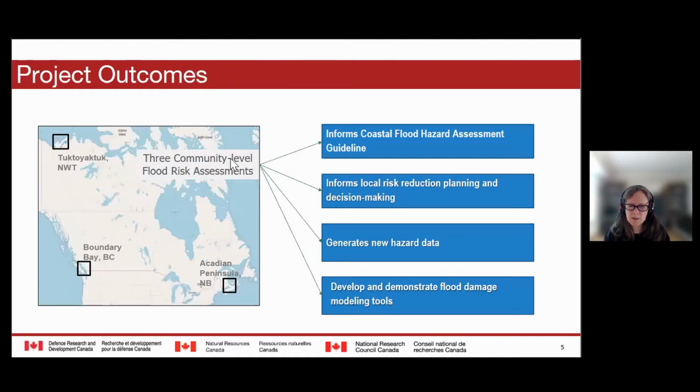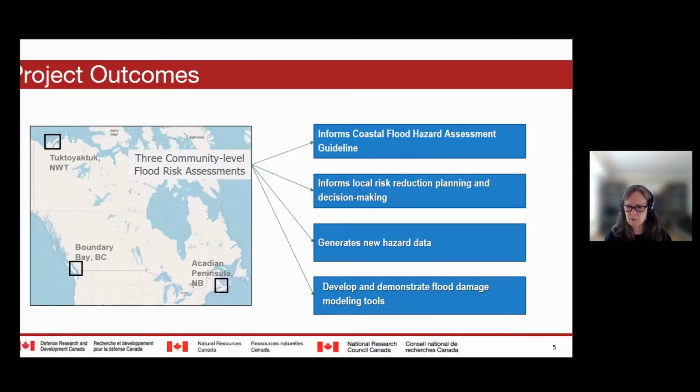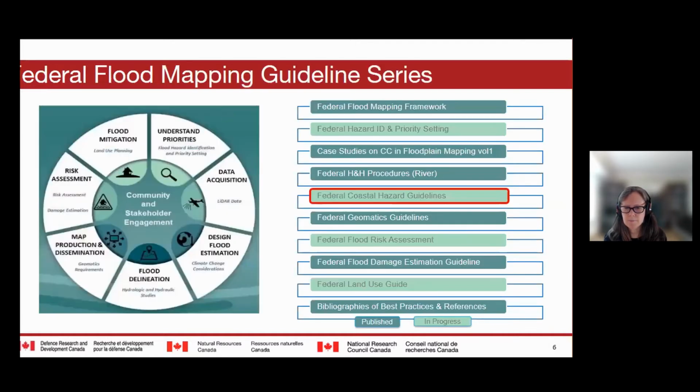And as I mentioned, we work closely with a number of communities across the country. So a community on the west coast, the Pacific coast, the Boundary Bay region, a community on the north coast, the Arctic coast, and a community on the east coast, the Atlantic coast. The work that was undertaken in these communities really helps to inform the new guidelines that are being developed. They help to inform risk reduction planning and decision making, and we're generating a lot of new hazard data that you will see as we go through the slides. And we've also had an opportunity to develop some new flood damage modeling tools, which I'll briefly highlight.